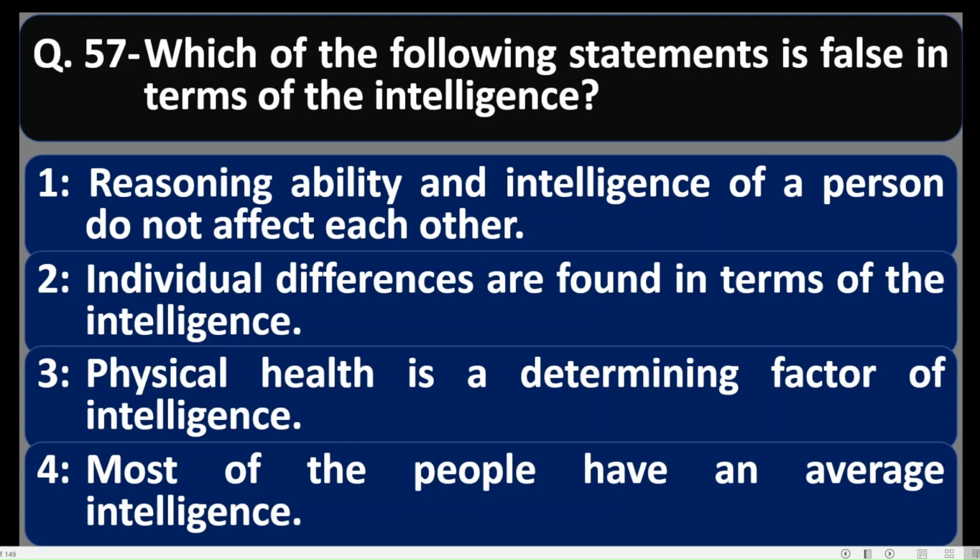So, in terms of the question that is given here, which of the following statements is false? In terms of the intelligence, option number 1 is correct. Reasoning ability and intelligence of a person do not affect each other. It is false. So, option 1 is correct.